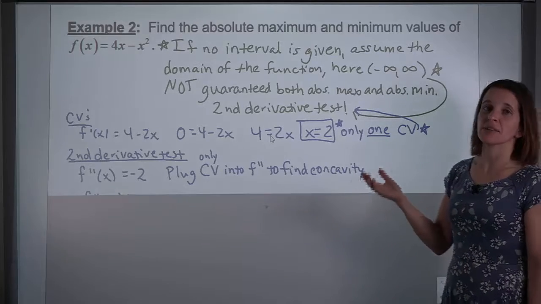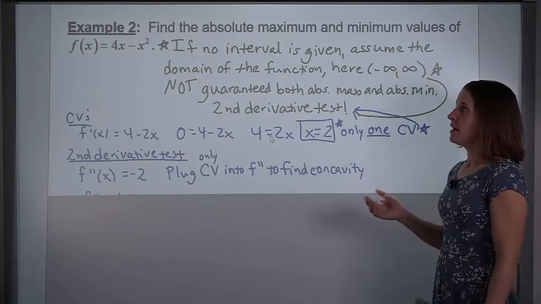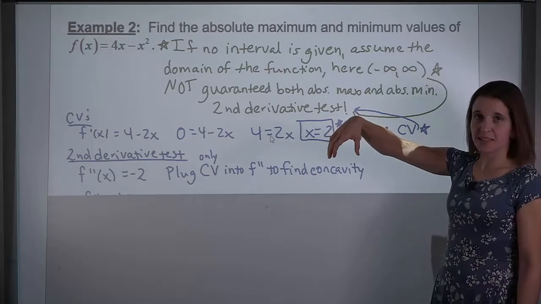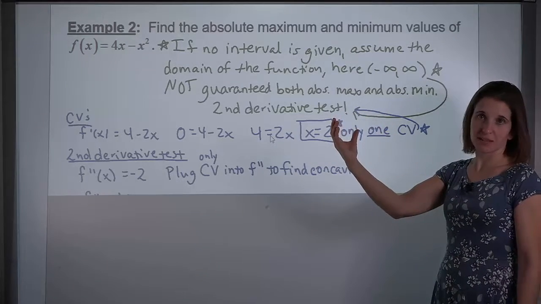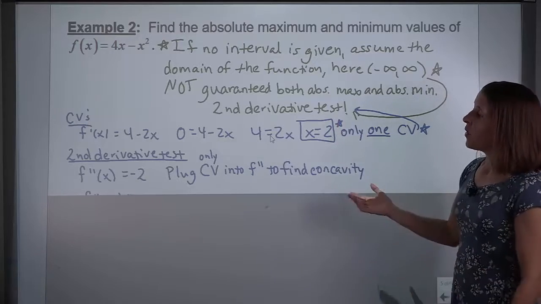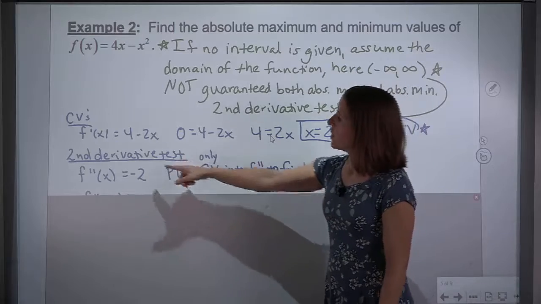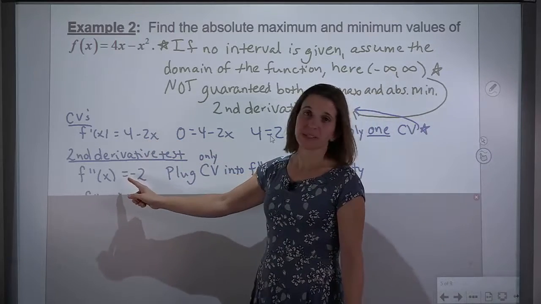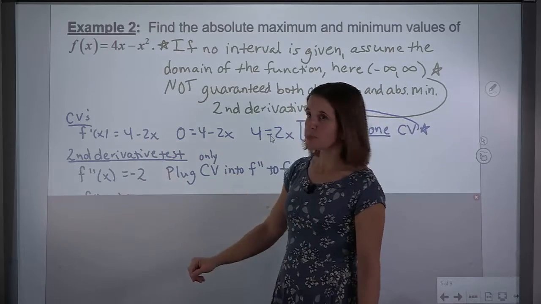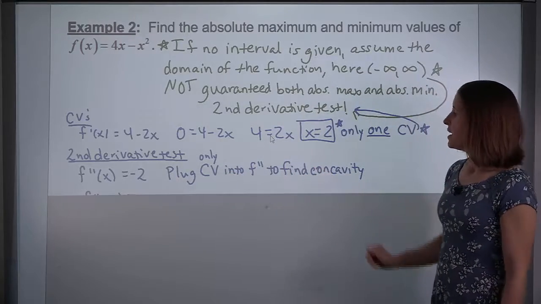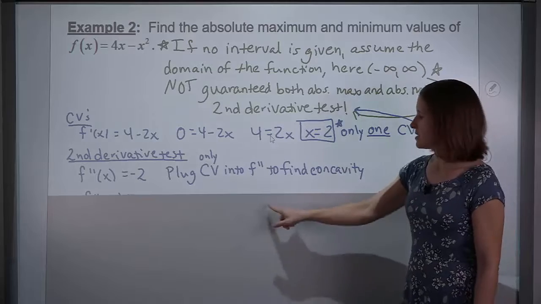So that means I have this possible max or a min. I just need to see which one it is. Does it look like this, in which case it's a max? Does it look like this, in which case it's a min? Okay? So I take the second derivative because concavity will tell me that. So here's my first derivative. The second derivative would be 0 minus 2, or just negative 2. I plug in this critical value, this possible max or min, to see what the concavity is there.